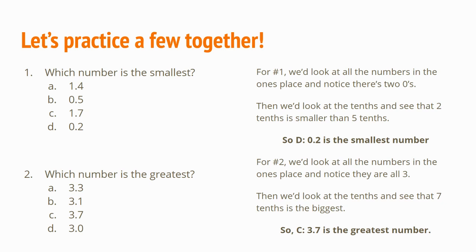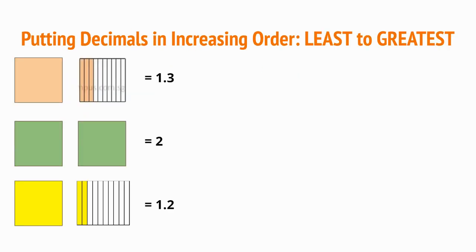Now that we've talked about comparing decimals, I want to talk about how we can put them in order, either from smallest to greatest or from greatest to smallest. Another way to say least to greatest is putting the decimals in increasing order because they're getting bigger from least to greatest. So let's look at these 3 decimals, 1.3, 2, and 1.2.